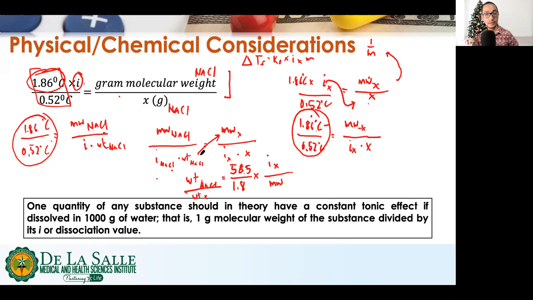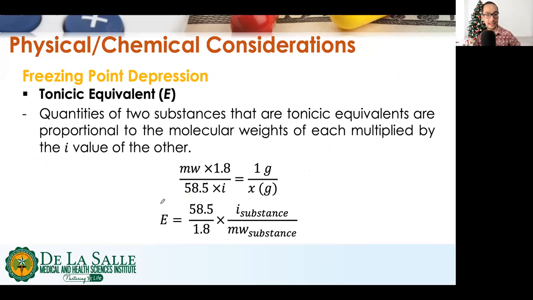What I am saying here is that the amount of sodium chloride that is equivalent to any amount of any substance X is equal to the molecular weight of sodium chloride divided by its I value, times the I value of that substance divided by the molecular weight of that substance. This is what is called the tonicity equivalent, that is the value of E. That is where this formula comes from. Just remember that particular formula, which will be useful later on.